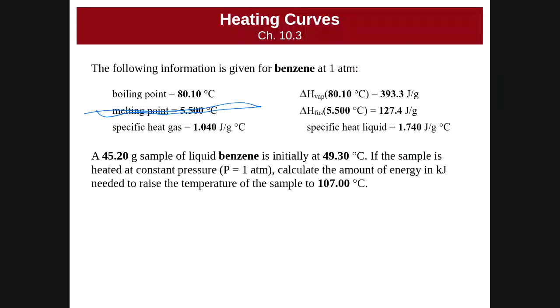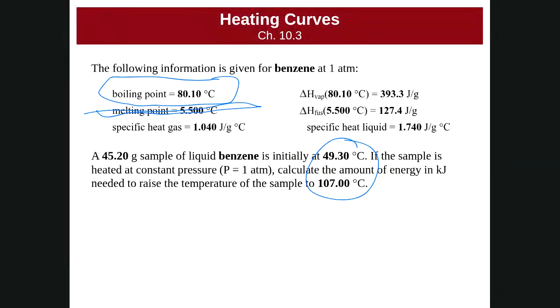All right, so now we're heating our sample at constant pressure and calculating the amount of energy needed to raise the temperature to 107 degrees Celsius. That's all well and good. We could just calculate the difference between those two and use that as our delta T, but there's a problem with that. The problem is that in between those two temperatures, our benzene is going to boil. It's going to boil at 80.1 degrees Celsius.